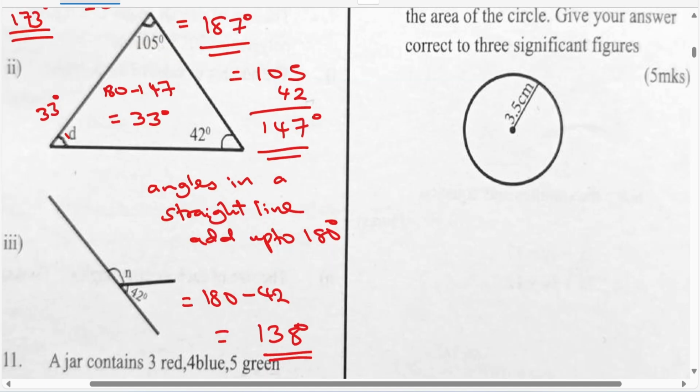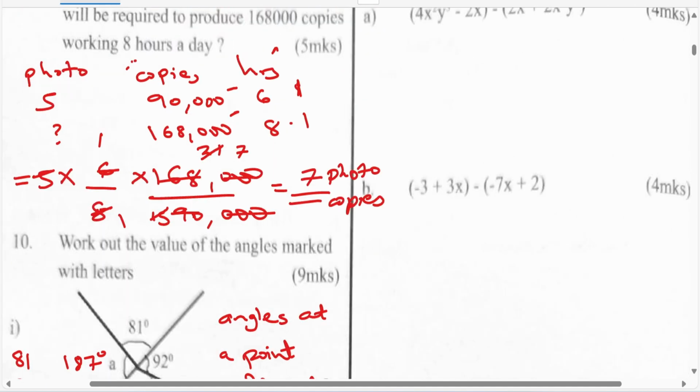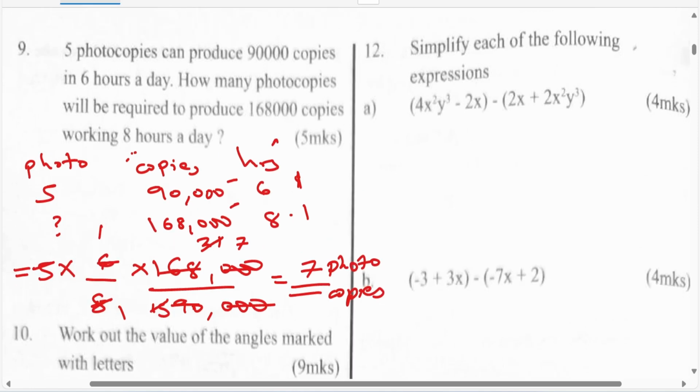So question 12. Simplify each of the following expressions. Okay, which is basically easy. So when you open up this bracket, hii itakuwa hivyo hivyo tu. But if you open up the other one, okay, open up the first bracket, nothing will change as per say. So the other one will change, so will be a negative. So negative 2x na nyingine itakuwa negative 2x squared y cubed.